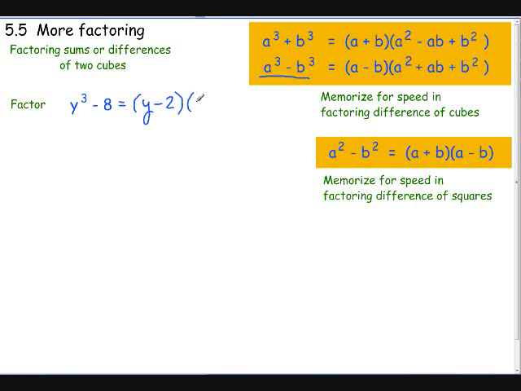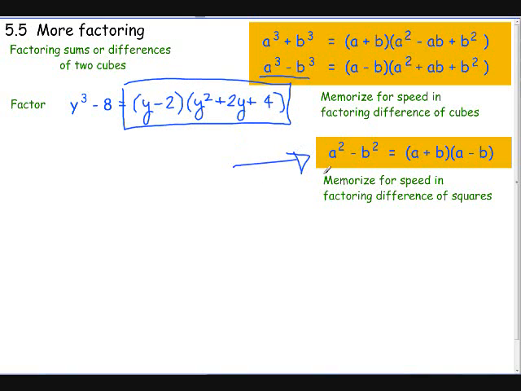Then it's going to be y squared. Remember, I only have one negative, so it's going to be positive. Plus 2y, right? I'm taking the cube root of this. Plus 2 squared. There we have it. Memorize this. It is very useful. This one you're going to use a lot. It's very helpful in standardized testing.